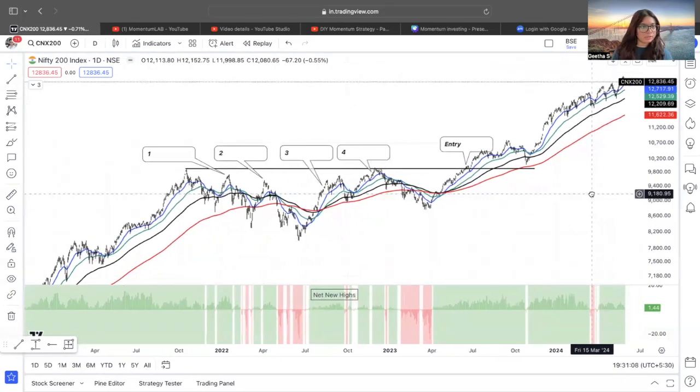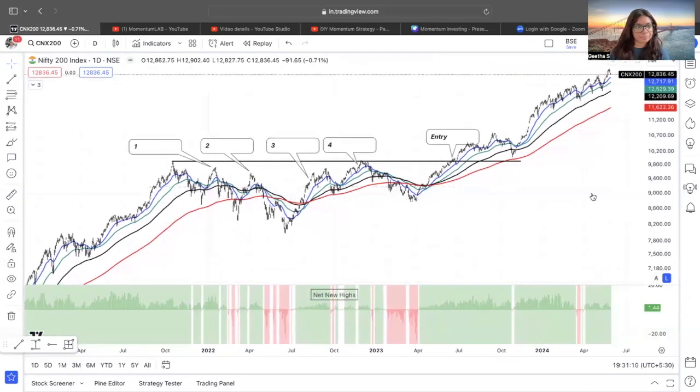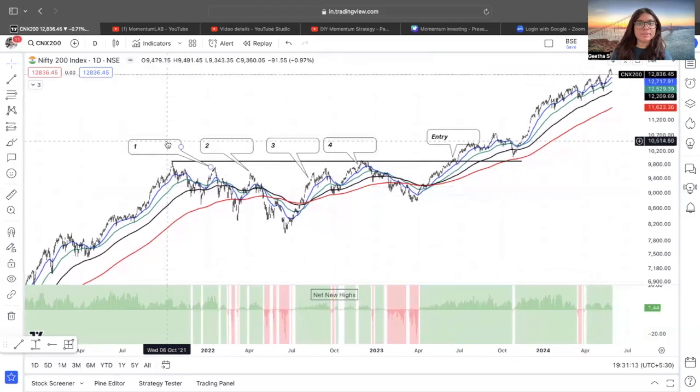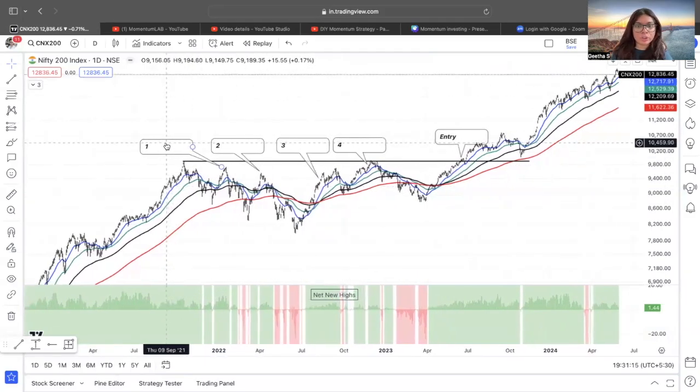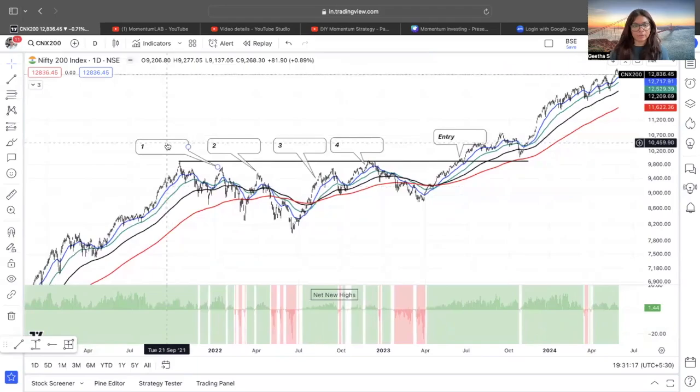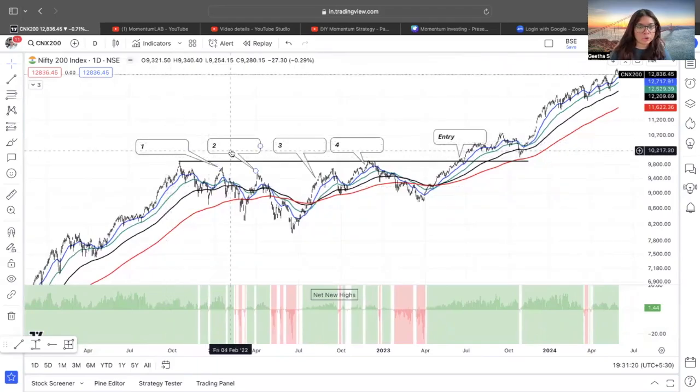I'm using the same chart, Nifty 200 index, and I'm going to mark all of the entry points with a visual cue of when the market is in an uptrend. So points 1, 2, 3, 4, and the entry, let's call it 5. They are all indicative of uptrends in a market, just with visual cues.